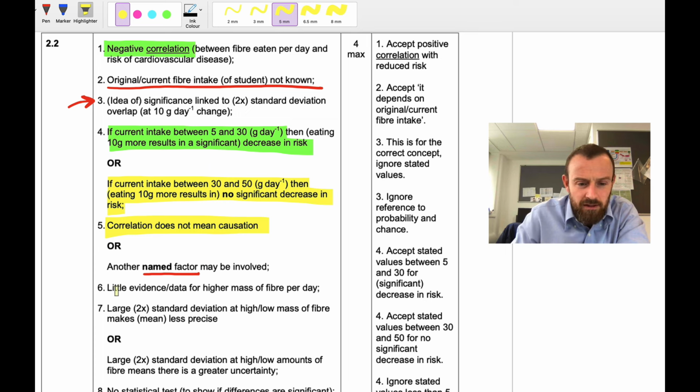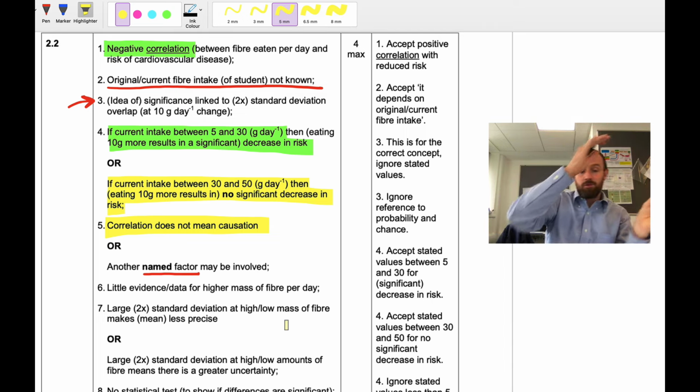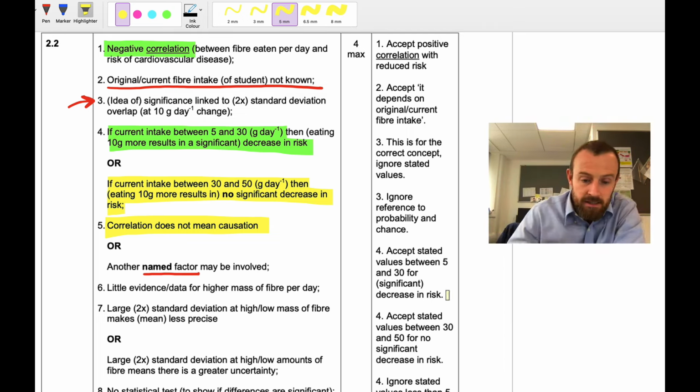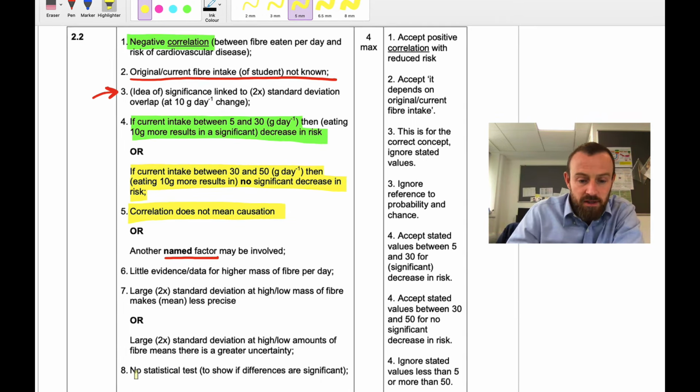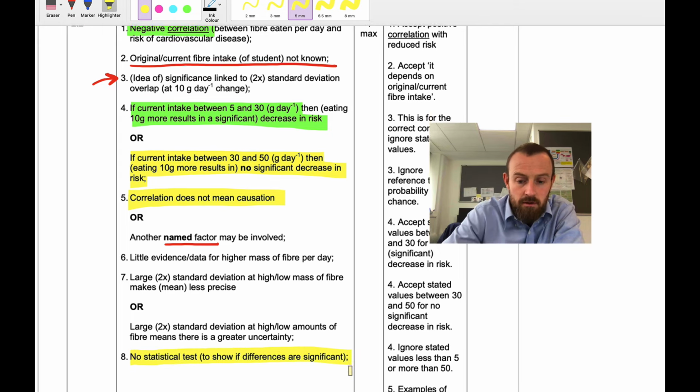Interesting. What else do they have? Little evident. There's not many data points for higher masses of fiber. There's large standard deviations either at the beginning of the graph with low mass or at the end of the graph with high mass. And remember we said that this one often is there. If you're struggling, just throw this in. There's no statistical test done.